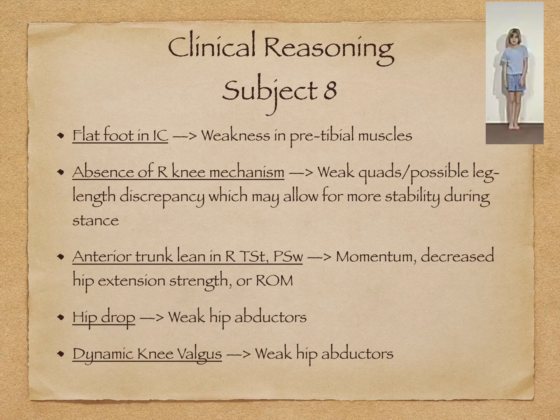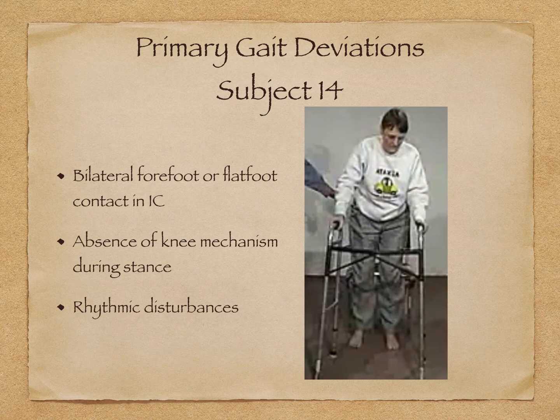We saw an anterior trunk lean in right terminal stance and pre-swing. We thought that might be for increased momentum during the swing phase, so she might be trying to gain momentum by doing an anterior trunk lean at that point. And we also thought that her hip drop and dynamic knee valgus might be due to weak hip abductors.